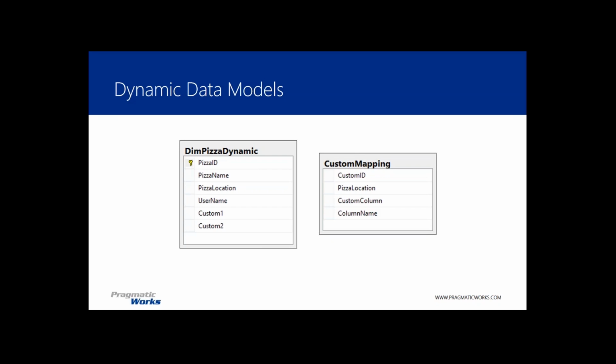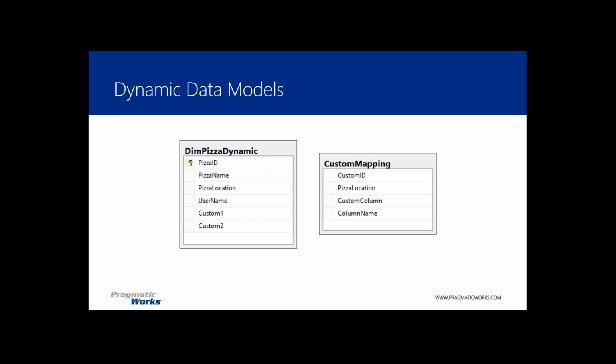Okay? So if we did have a custom 1, custom 2 type situation, this is sort of what your data model would end up looking like. So we have our pizza table on the left with the custom columns in it, and then over on the right-hand side, we have the column name and what that custom column actually means based on the pizza location. So for Domino's, it might be one thing. For Papa John's, it might be another.